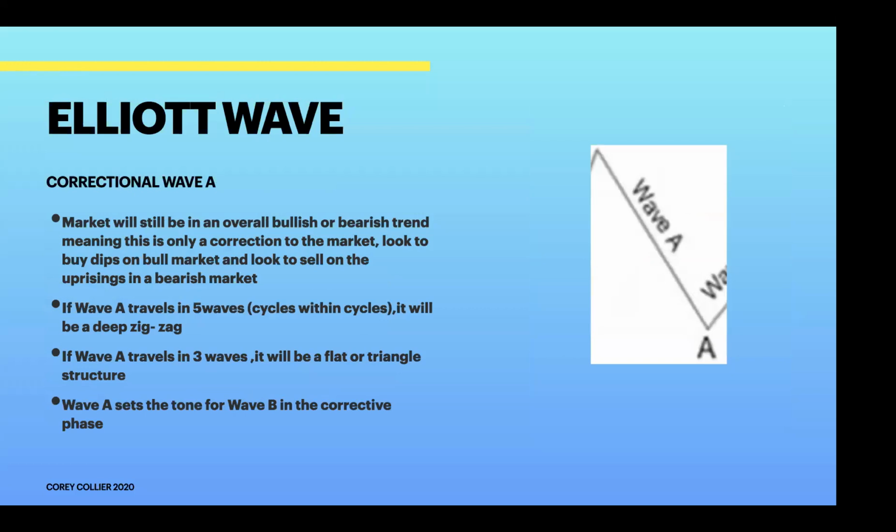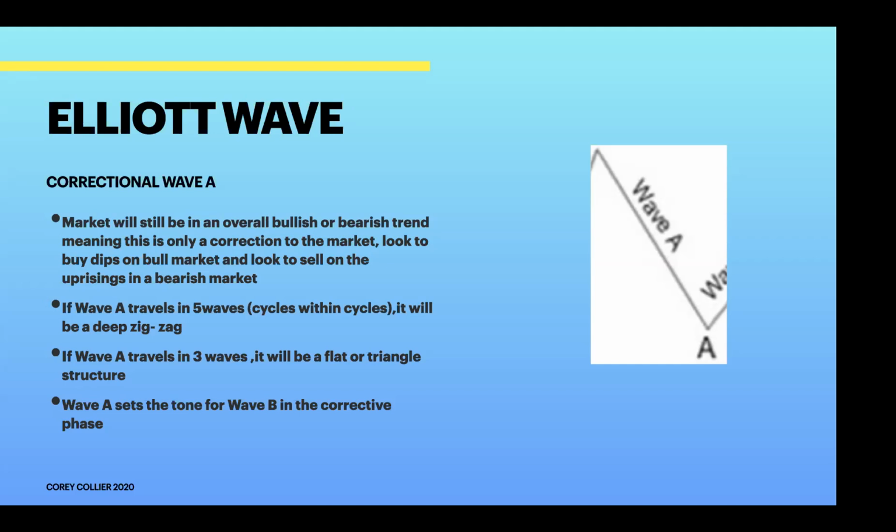Correctional wave A. So the market will still be in an overall bullish or bearish trend, meaning that this is only a correction to the market. And that's how we look to buy the dips in the bull market and look to sell on the uprising in the bearish market. Okay, so the image I've been showing you guys has been a bull trend. Since wave A is going down, we're looking to buy on the downtrend, right? Because we're expecting that to still be a retracement.